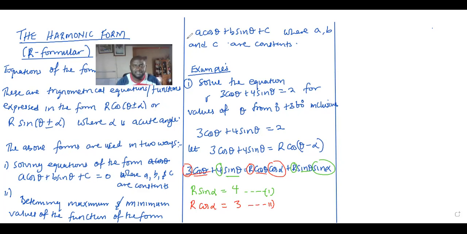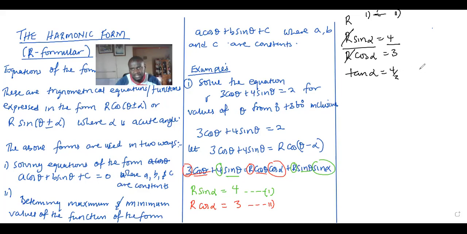So having realized that, go ahead and say equation 1 divided by equation 2. You will have r sine of alpha is equal to 4, then r cosine of alpha is equal to 3. When you divide the 2, you realize you lose the r, and you'll have tan alpha is 4 out of 3. Can someone confirm alpha? 53.13.